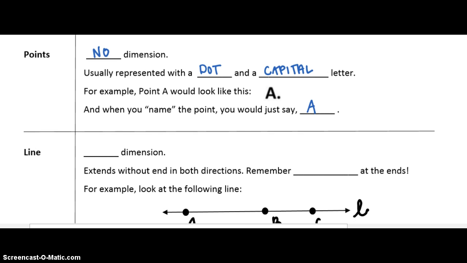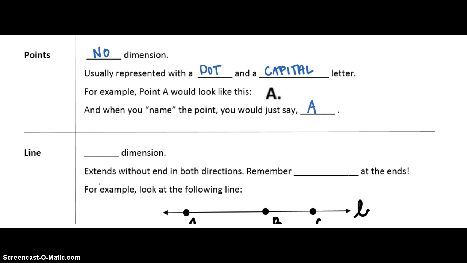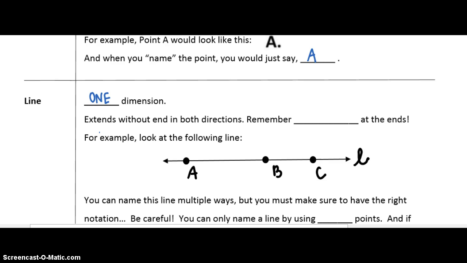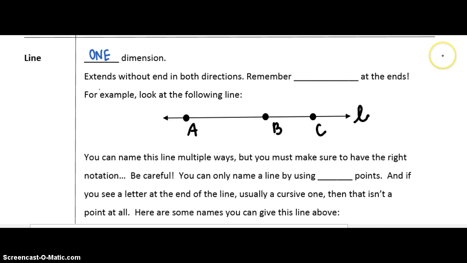The next thing we talk about is a line. A line only has one dimension, and it's going to extend without end in both directions. The one thing that people forget a lot, and they have to remember, is that a line will have an arrow at both ends. I'll have students that leave those arrows off, and if you leave them off, it's a completely different thing. So make sure that when you're drawing a line, you do put an arrow at both ends.